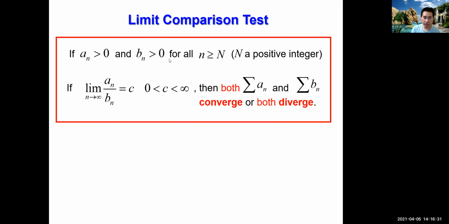Now, in the limit comparison test, we have a sub n greater than 0, b sub n greater than 0. I would like to read that, so we're going to stop here. This is the first part; we're going to move on and talk about this in the second part.